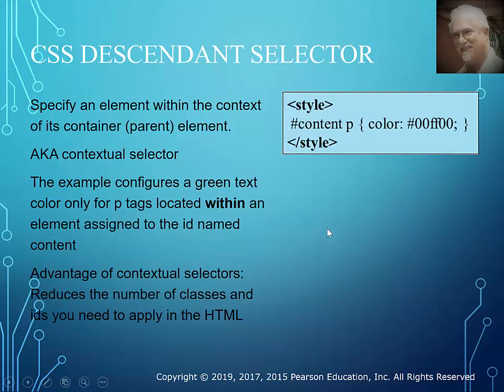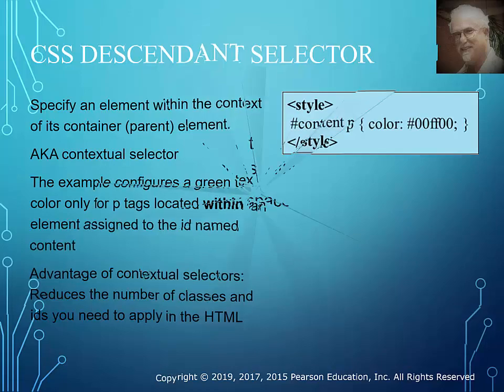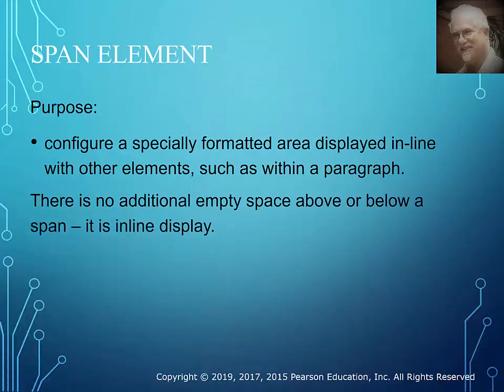Here you have an example of a descendant. Here we have a P, that is a paragraph, inside of a content ID. So this will only apply to paragraphs within this ID. It does not apply to paragraphs that are elsewhere in the HTML file. Hence the concept of contextual or descendant selector.